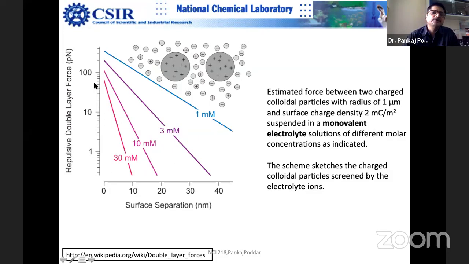If the concentration is very high, the screening length is shortest. Because the charge density is so high, you have more counter ions, so the screening is very dense and it falls very rapidly. If you have less dense counter ions, at 1 millimolar, it will take its own time, and this double layer will be quite widespread and fall off slowly.